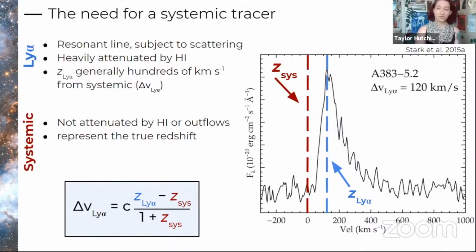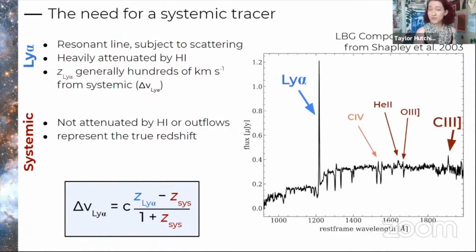Now, in the rest frame ultraviolet, there are a number of lines you could potentially use for this. This is an example Lyman break galaxy composite spectrum from Alice Shapley's work, and you can see really strong Lyman Alpha emission, and then we have these red lines highlighted, which are a variety of nebular lines that can be used to trace the systemic redshift. Now, I color carbon-4 slightly differently because it's actually a resonant line, and so it doesn't always trace systemic, but for the most part, you get the idea.